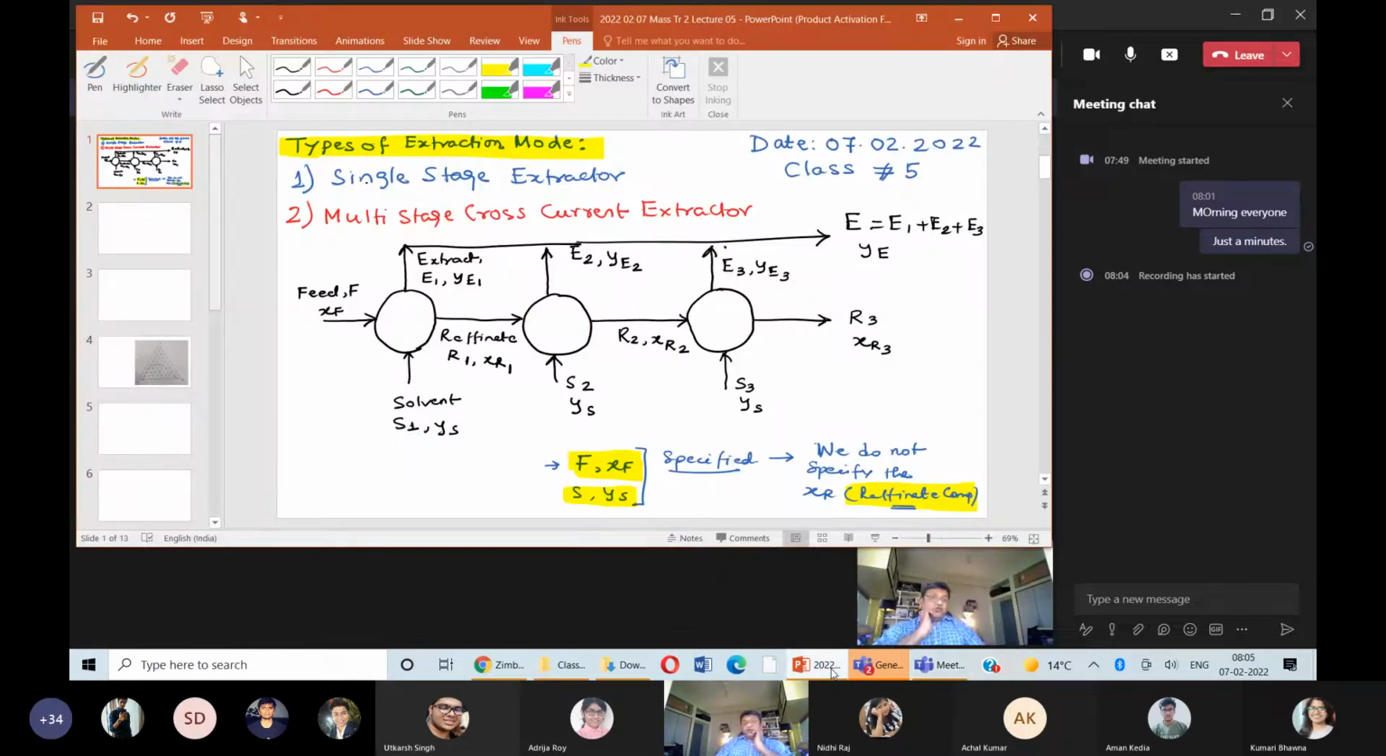Okay, so this is what we have studied so far. Essentially, we now know about two types of extractions, which are the single stage extractor and the multi-stage cross current extractor. Today, what we are going to learn, let me straight away go to the topic.